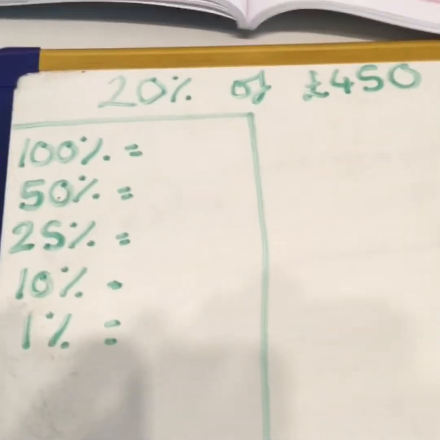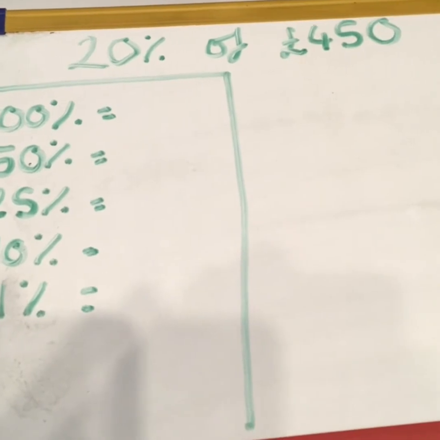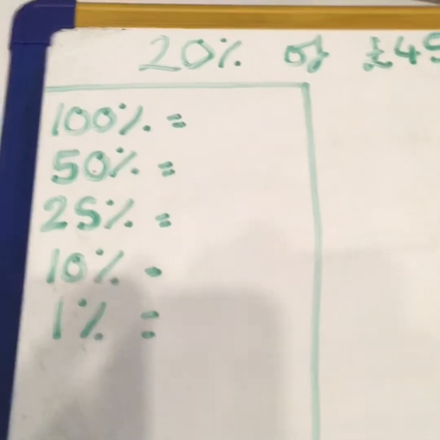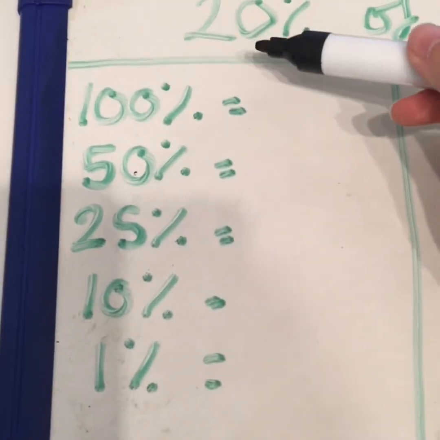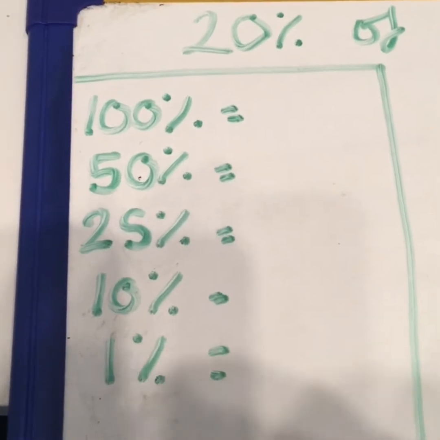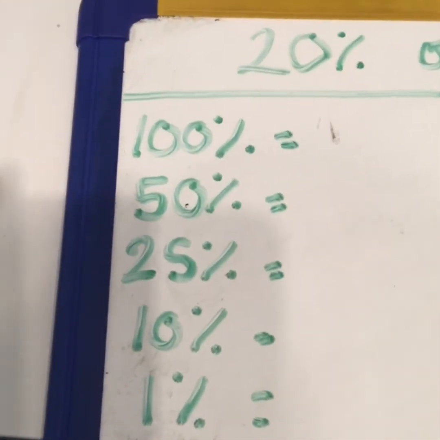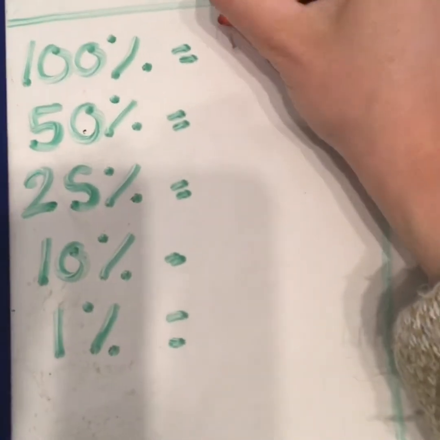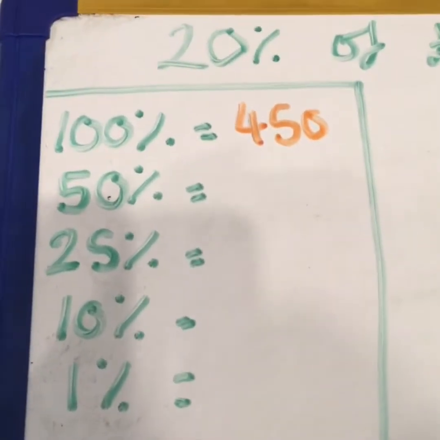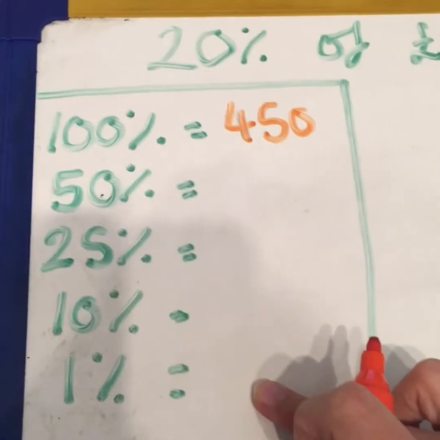Okay, so for the first one, we need to find out how much Jen paid for her computer. So we need to find out 20% of £450. Straight away, I've written down the sides, 100%, 50%, 25%, 10% and 1%, because I can work those out really quickly. So 100% of 450 is going to be 450. Now, remember, you don't have to work out all of these percentages. You just need to work out the ones that are going to be useful.